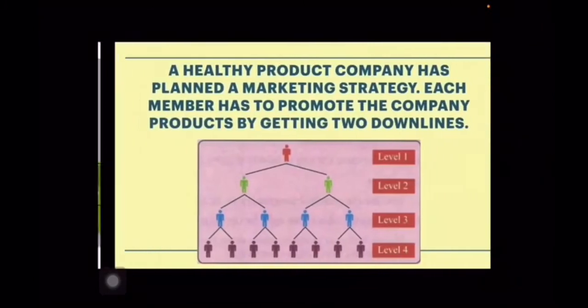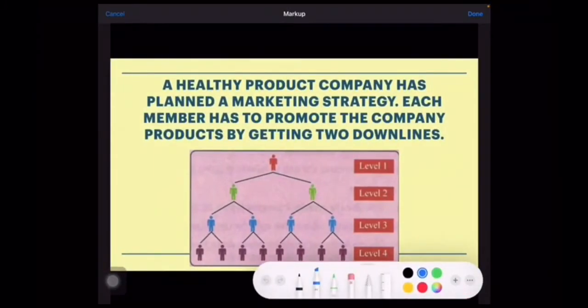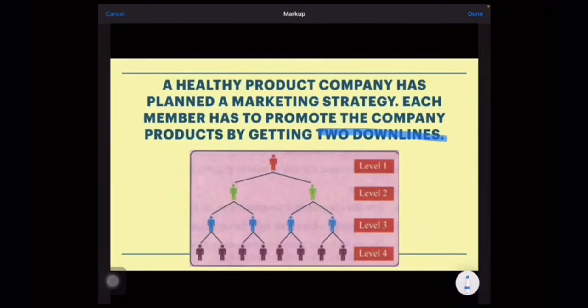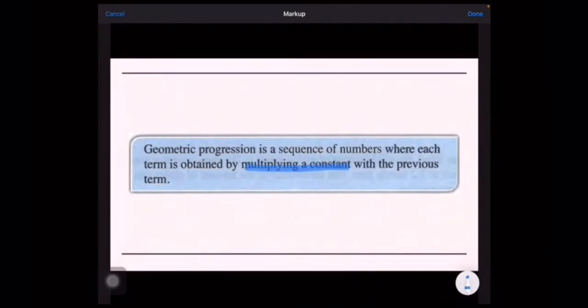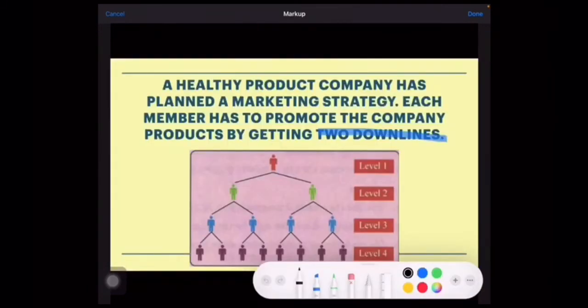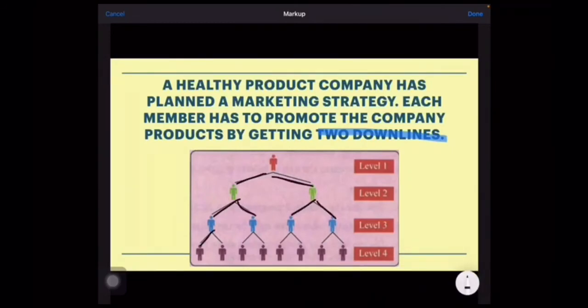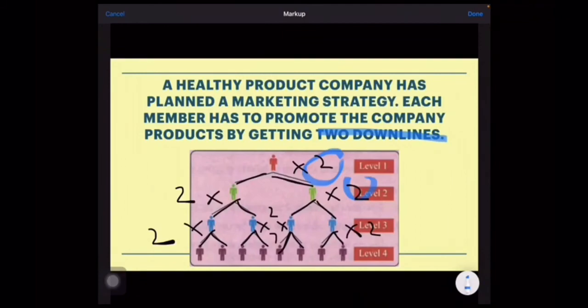Example 1. A health product company has planned a marketing strategy. Each member has to promote the company products by getting 2 downlines. So here, we can relate it to geometric progression. As we all know, geometric progression is a sequence of numbers where each term is obtained by multiplying a constant with the previous term. So here, we can clearly see that it is all multiplied by 2, which is constant. So that's how geometric progression relates to our daily life.